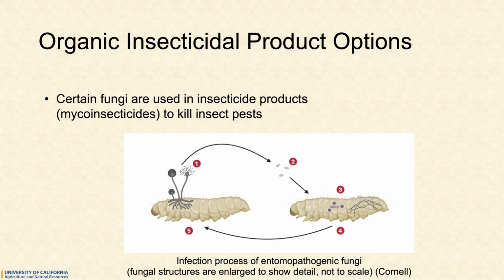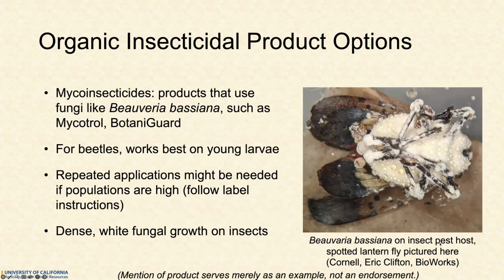work. So here, the infection process of entomopathogenic fungi is shown. This is enlarged to show detail. These spore structures aren't actually this big in real life, but basically, you have these spore structures, they release spores, they infect other hosts, they release toxins and kill the larvae, and then continue to reproduce in a cycle. So here's what this looks like in real life.